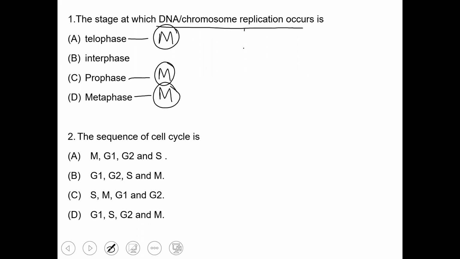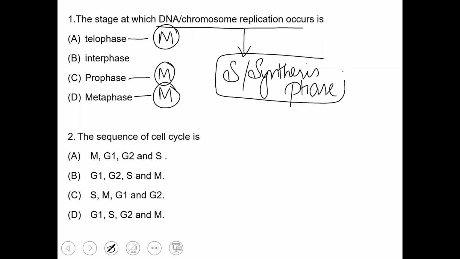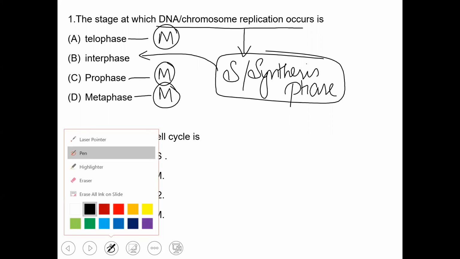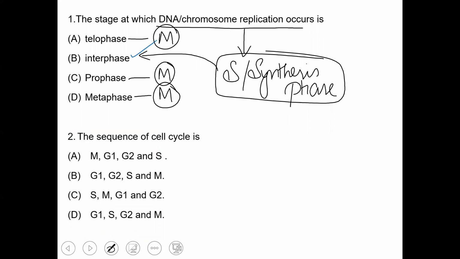DNA or chromosome replication will occur in S phase, which is also called the synthesis phase. So the synthesis phase is a part of interphase. Henceforth, our option will be option B.